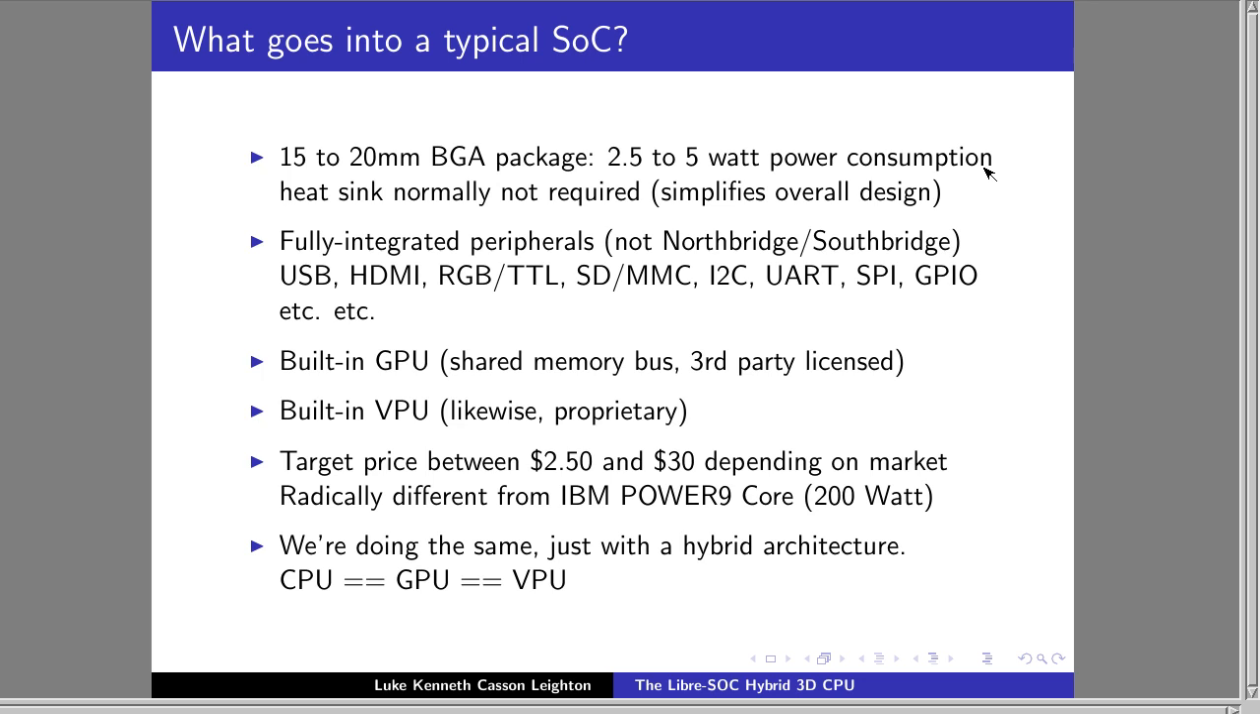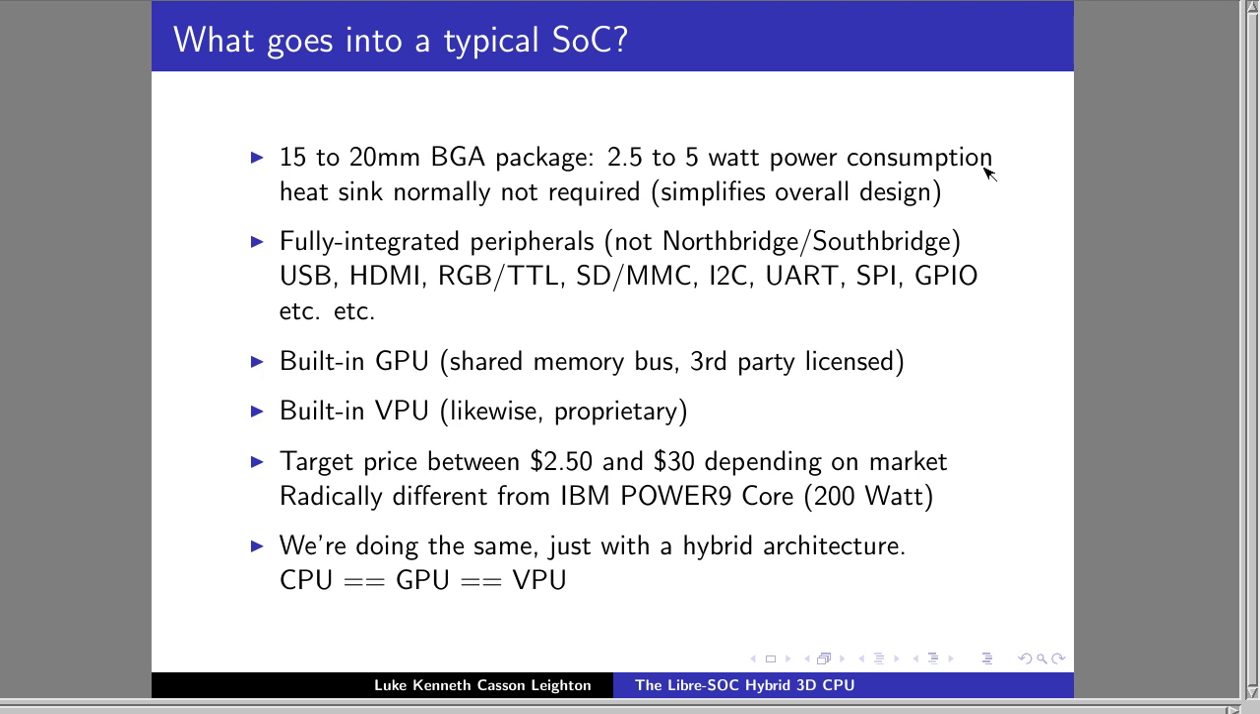Unlike Intel processors, you have fully integrated peripherals. There is no Northbridge and Southbridge chip. It is one chip. Everything is on the one chip: USB, HDMI, RGB, TTL, micro SD, I2C, UART, the usual stuff that you see. There is no separate GPU. Typically on SoCs, you have a shared memory bus rather than a PCI Express bus, and it's a separate instruction set, a totally separate core.